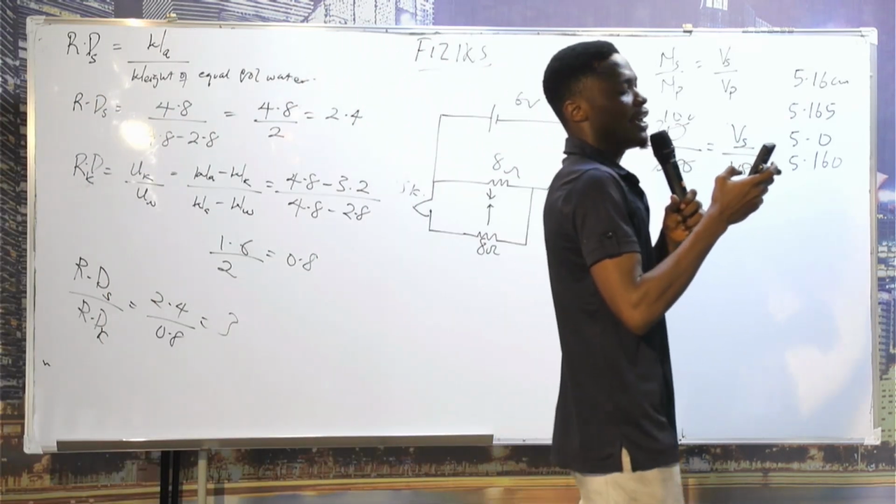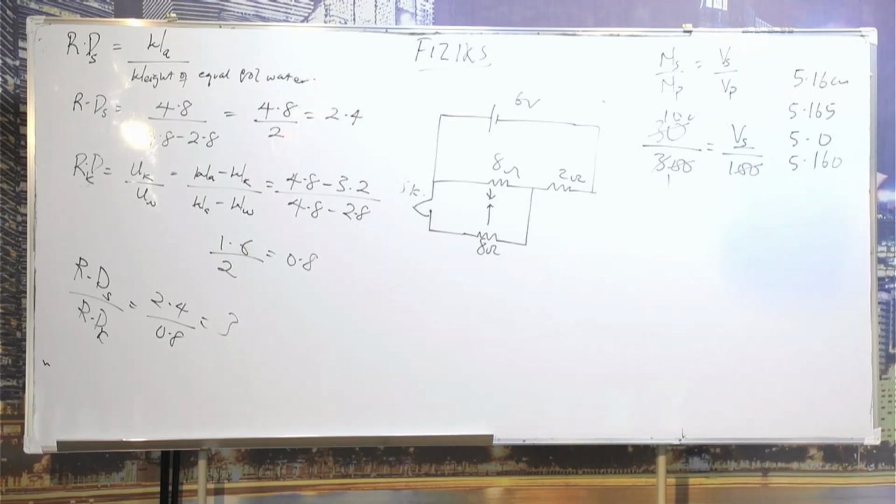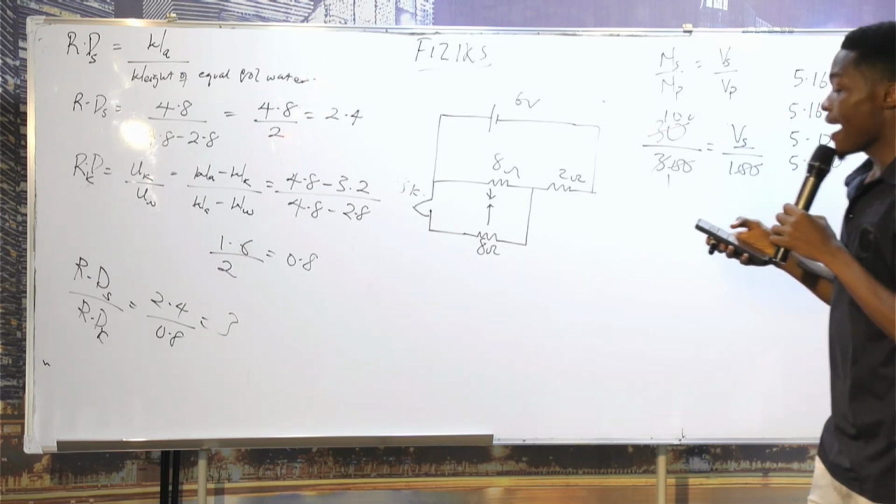Next question. A convex mirror is used as a driving mirror because I, its image is erect. II, it has a large field of view. III, it has a long focal length. Identify the correct statement. I and II.